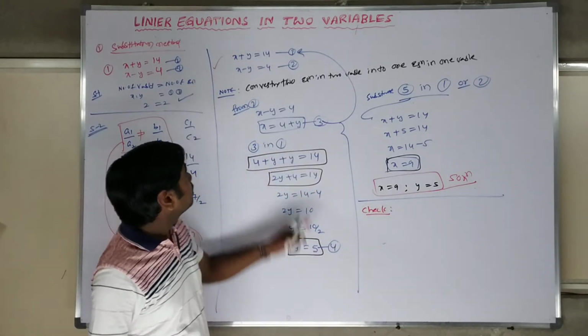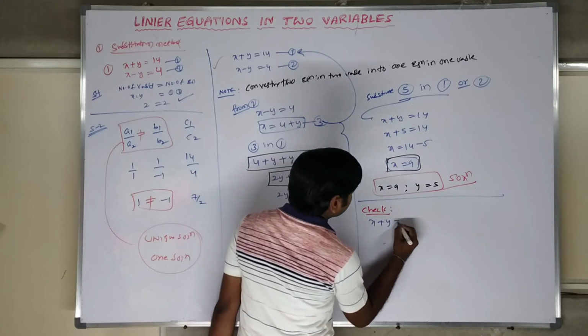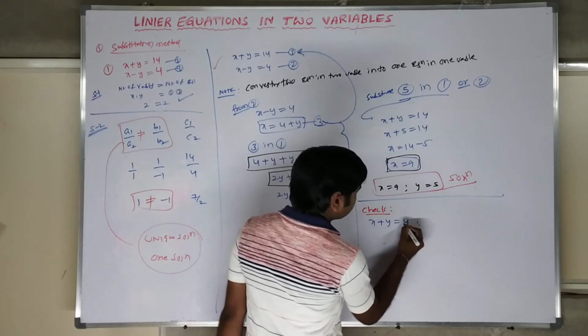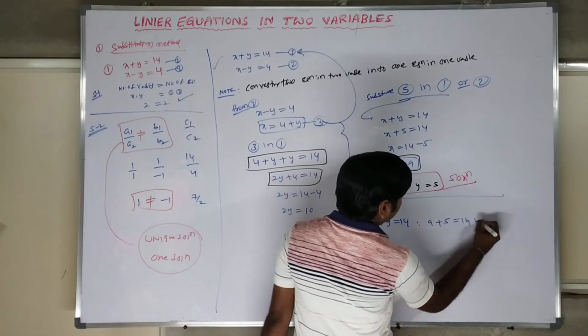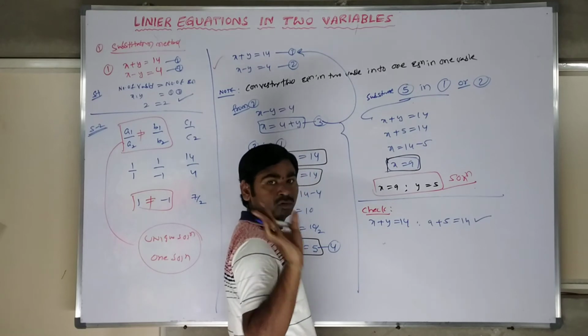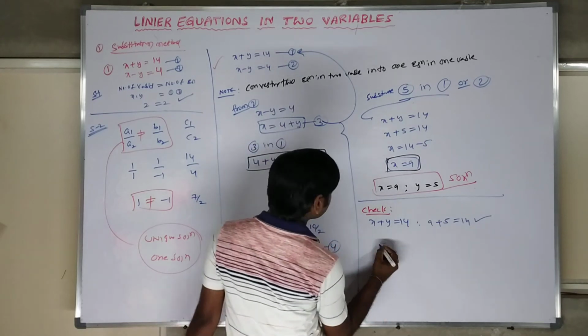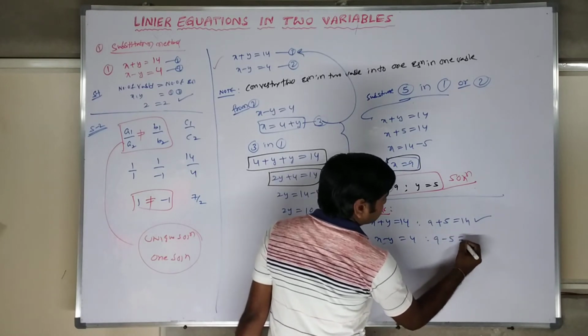So how to check? The values are substituted in the equation. First equation, x plus y is equal to 14. Check it out. So what is this? 9 plus 5 is equal to 14. So the answer is correct. Not only one equation, the second equation also we have to substitute. For the second equation, x minus y should be 4. So 9 minus 5, answer is 4.